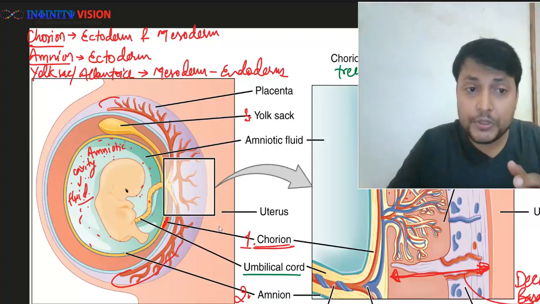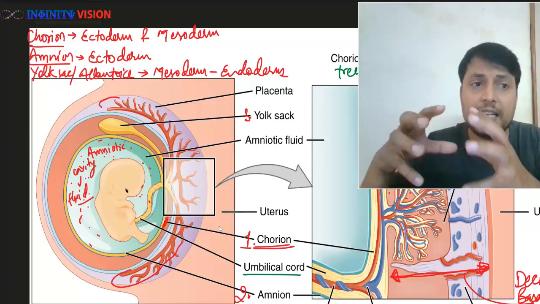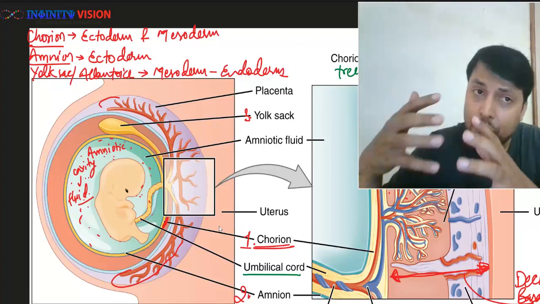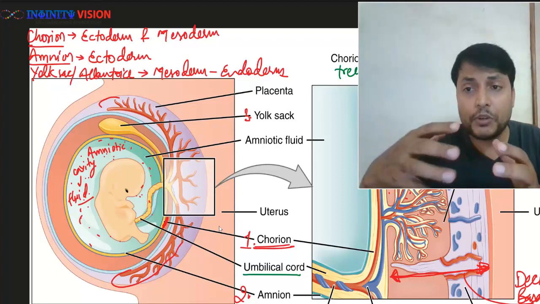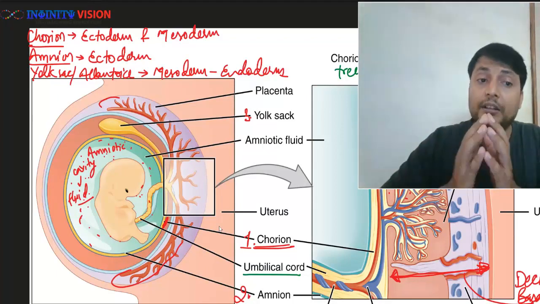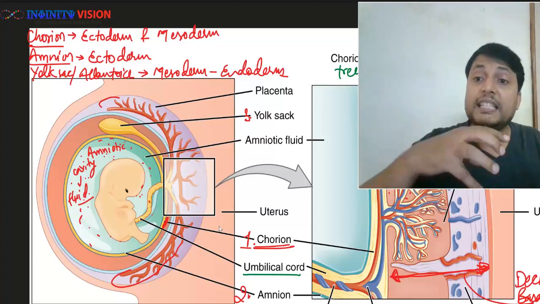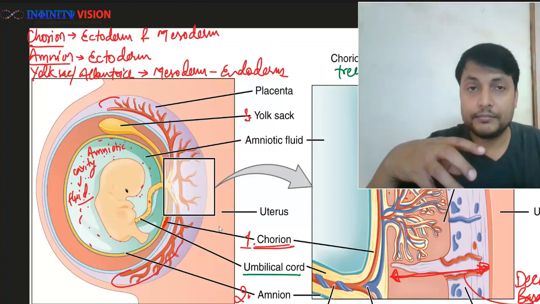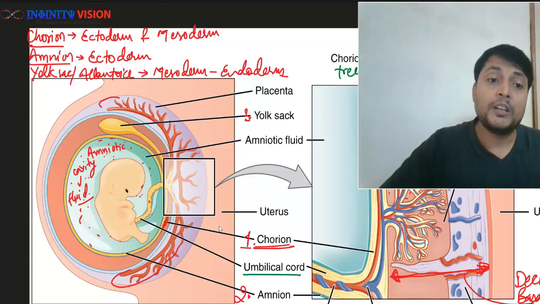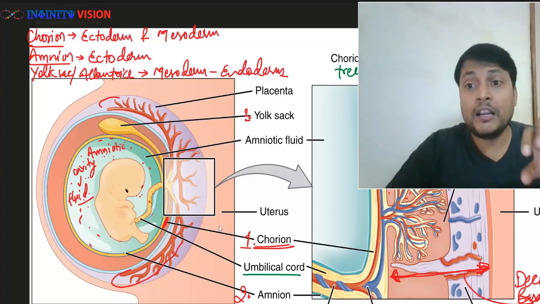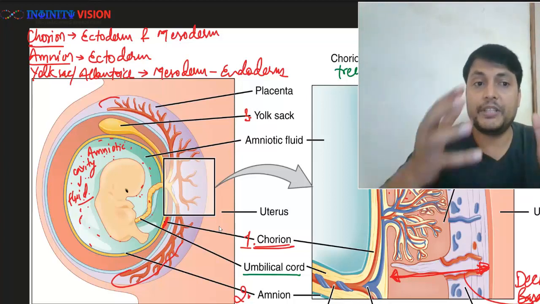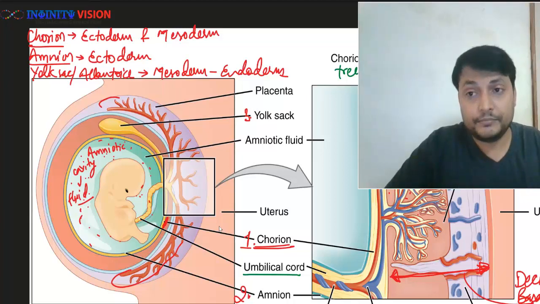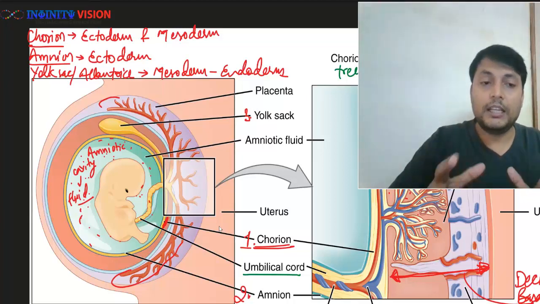This amniotic fluid is present inside this amniotic cavity in which the embryo is floating or swimming, and therefore the embryo development occurs inside the water. Remember, even in humans the embryonic development occurs in water. Which water? The amniotic fluid, which is enclosed by the amniotic membrane or which is present in the amniotic cavity.